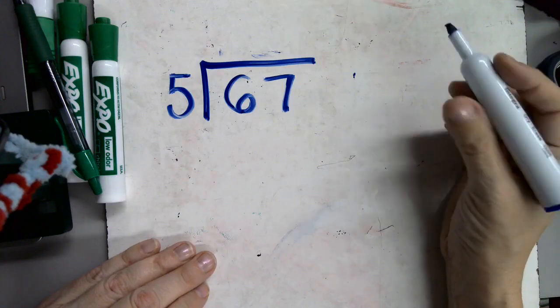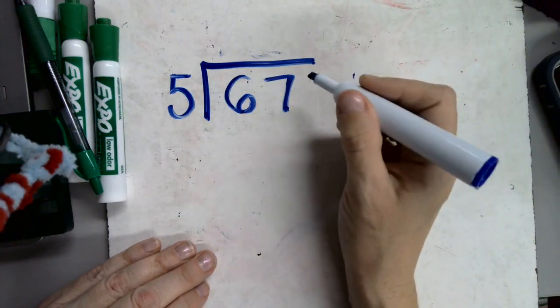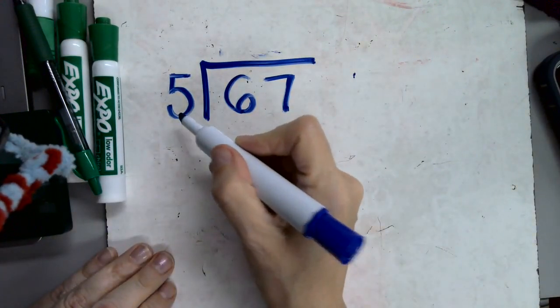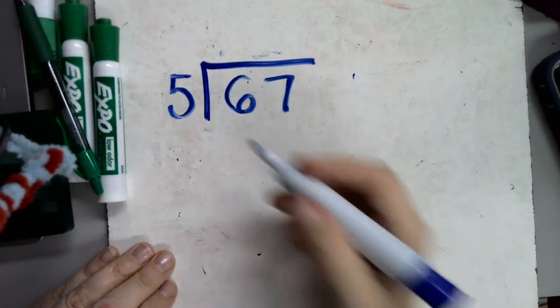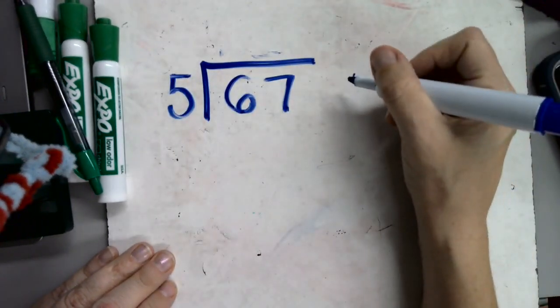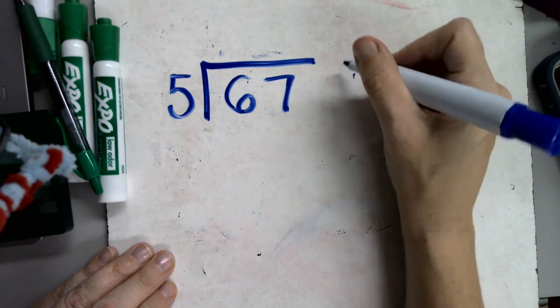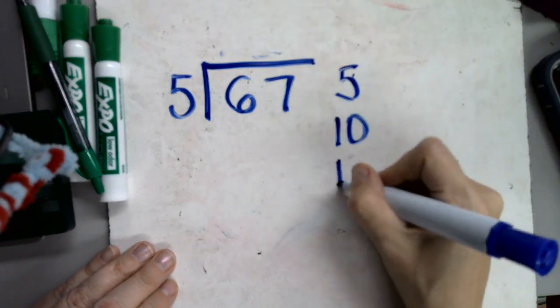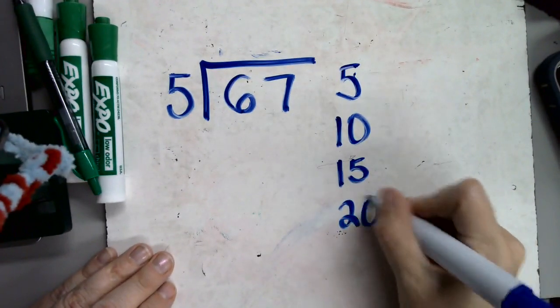All right, we're going to show another division problem, very similar to the first one. We're going to use this same divisor, 5. So anytime whatever our divisor is over here, we go ahead and we write out those math facts. So these are the multiples of 5: 5, 10, 15, 20, 25.